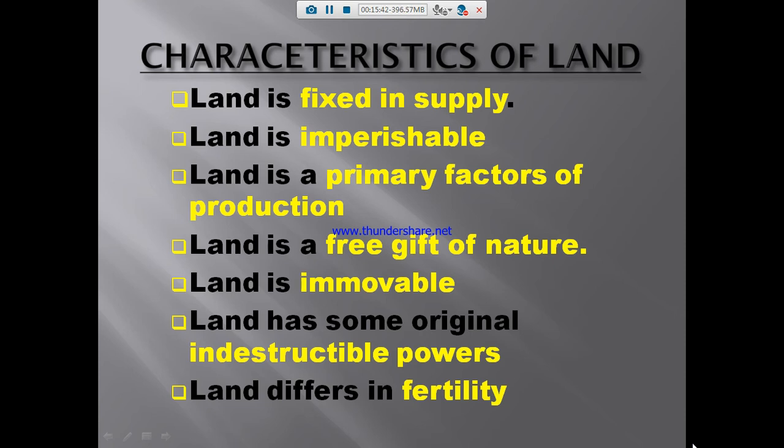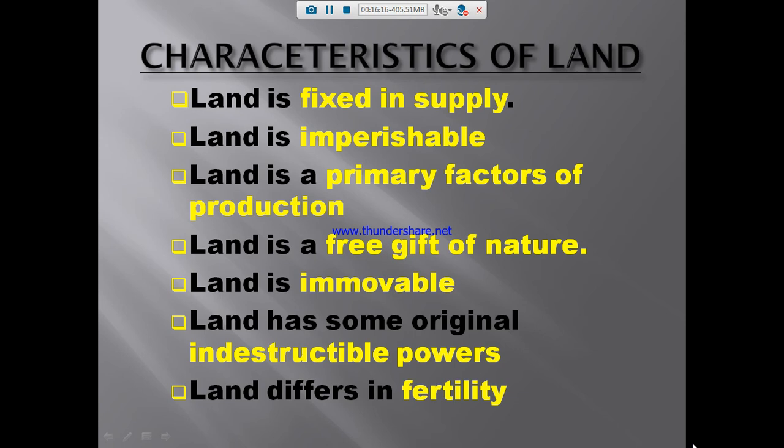Next one, land is the primary factor of production. In any kind of production process, we have to start with the land. For example, it helps to provide the raw material for industries and to produce the crops. Maybe it's agriculture, or industry, or machinery, physical work, or construction, any other thing, it's a primary factor of production.